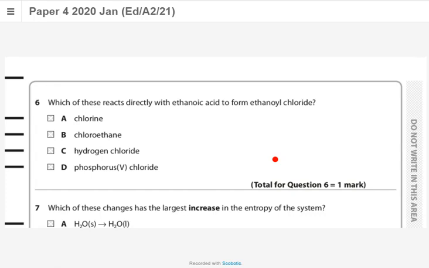Which of these reacts directly with ethanoic acid to form ethanoyl chloride? PCl5. This is a straightforward question. Any carboxylic acid will react with phosphorus pentachloride to form acid chlorides.